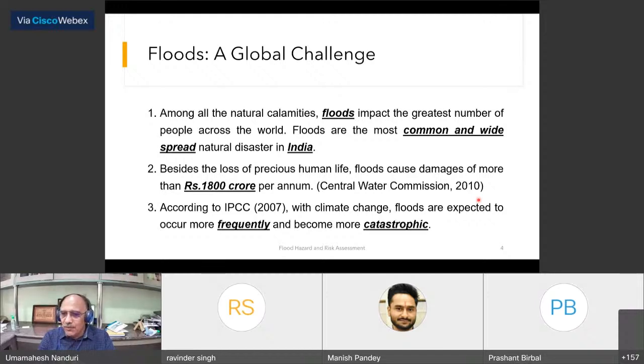As per the estimates of the Central Water Commission made in 2010, the annual losses are approximately 1,800 crores. And the IPCC 2007, and in fact the recent IPCC as well, says the same thing: floods and other natural disasters like droughts and extreme weather are expected to occur more frequently, and they can become more catastrophic. I've shown the statistics earlier that this is true, because the number of flood events over the last few decades has been rising.